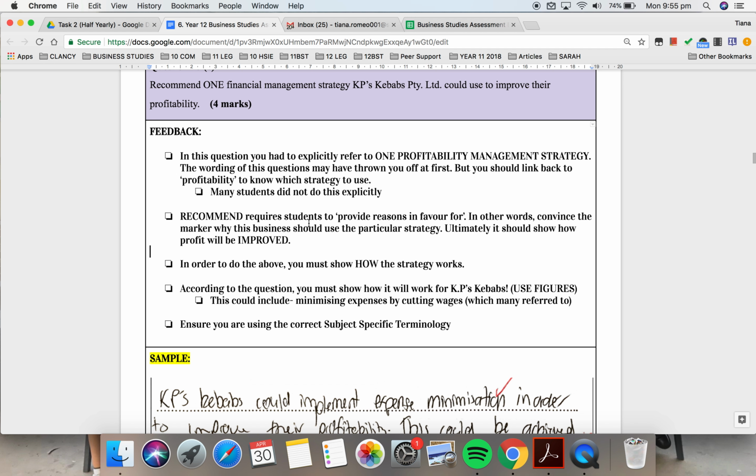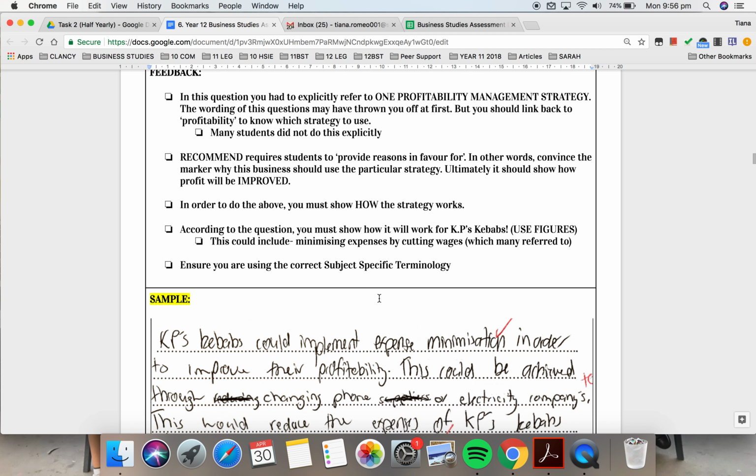In order to show how it improves profits, you must show how the strategy works. You have to show how it works to get to that point. According to the question, you must show how it will work for KP's Kebabs. You need to use the figures in the statement. This could include minimizing expenses by cutting wages, which many students did refer to, and it was reflective in the statement. Also ensure you're using the correct subject-specific terminology.